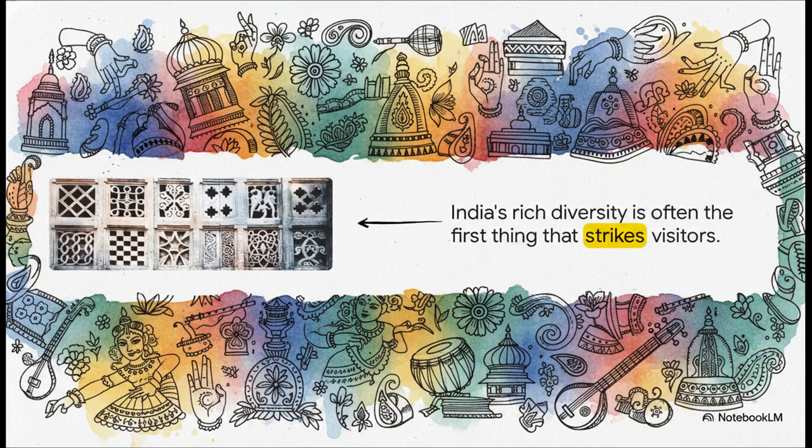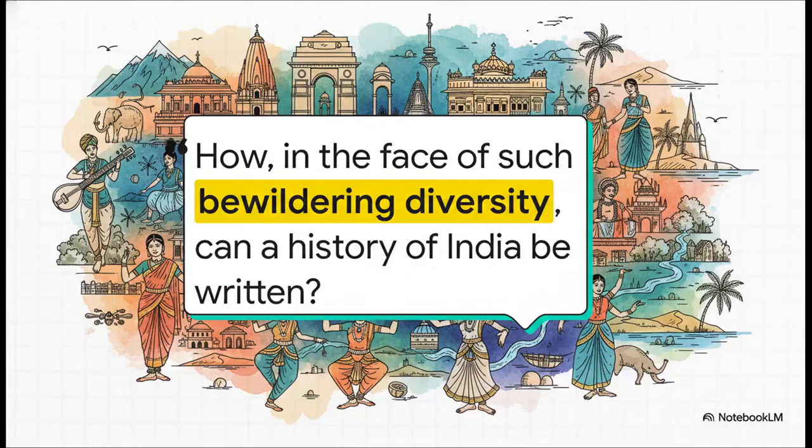And this isn't just about language. You can see it everywhere. It's visually stunning. Every region, every community, they all contribute their own unique customs and art and traditions. It's like this giant, complex, beautiful tapestry. You know, this incredible complexity made one historian, Vincent Smith, ask a question over a century ago that really gets to the heart of it all. How do you find a single story in a land of so many? Well, that's the puzzle we're going to try and unpack right now.